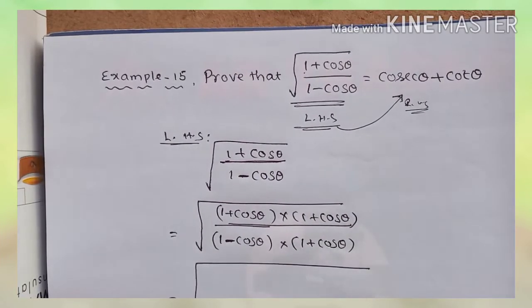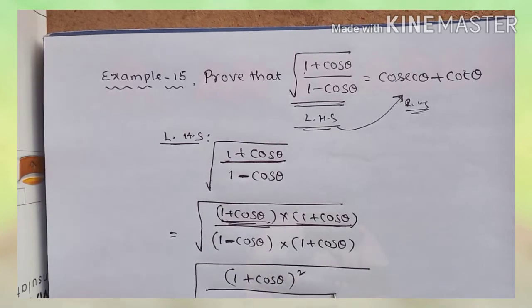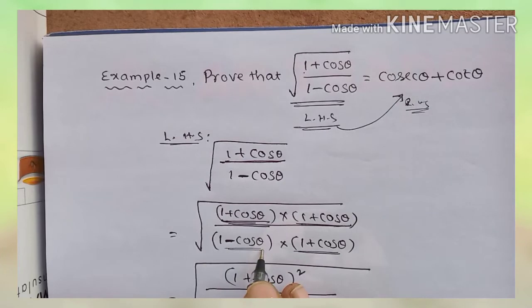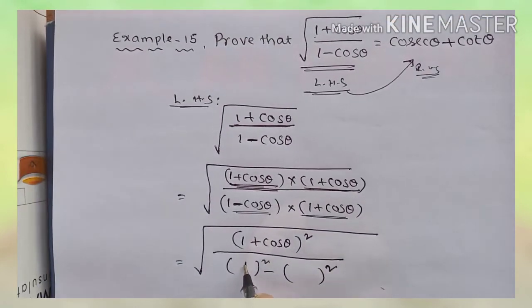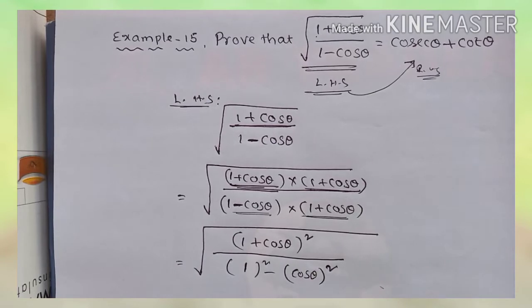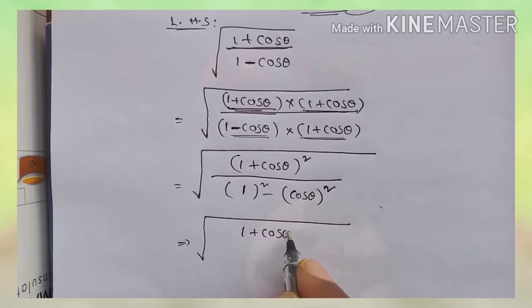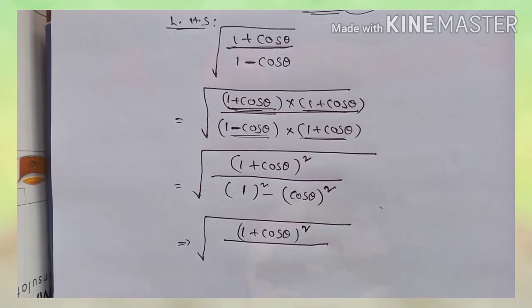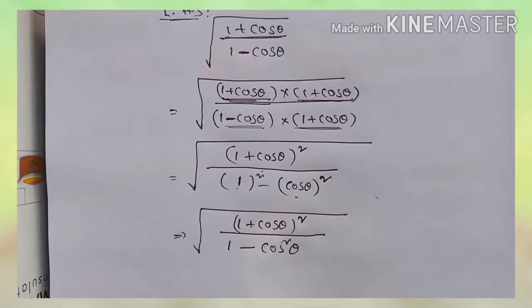So under the square root, the same terms 1 plus cos theta, 1 plus cos theta: (1 plus cos theta) whole square by (a plus b) into (a minus b). So you can write a square minus b square. Here the a value is 1, and the b value is cos theta. Now what can we write? (1 plus cos theta) whole square is the numerator, by the denominator 1 square minus cos square theta.